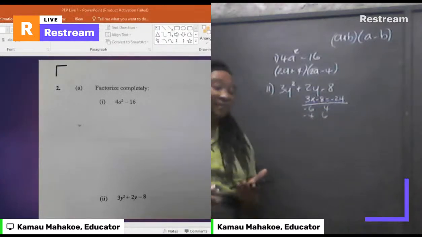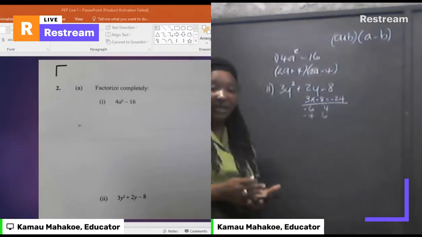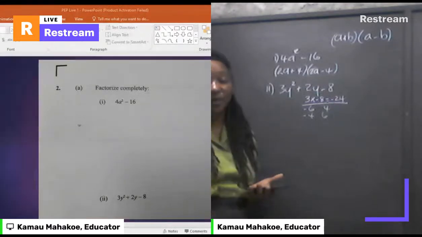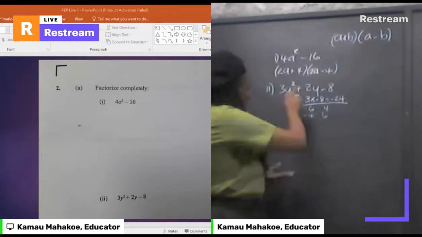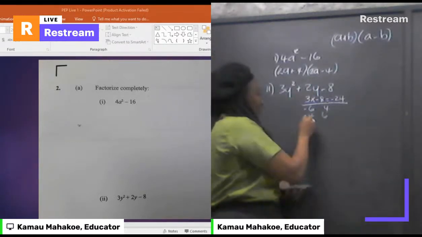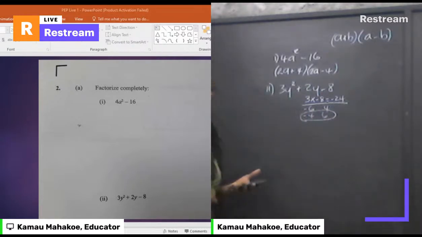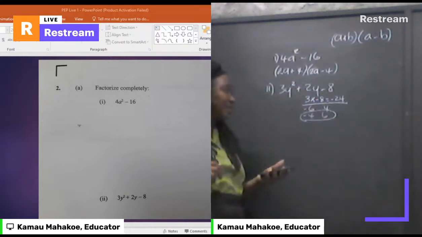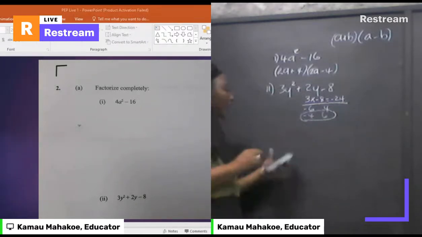So all the pairs of factors. Because the 24 is a negative number, we have to remember that either one could be positive or negative. The thing though is to find which two of them add to give a positive 2. So it would be the negative 4 and the 6. So we're going to rewrite the expression and replace the positive 2y with negative 4y and 6y.